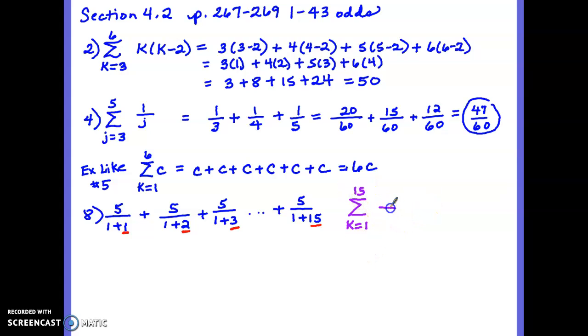Now, my function is going to look like this because the 5 and the 1 stay the same, but I'm going to have plus, and I've got to put the K here because, since I decided to use K, it's the one that we're plugging the numbers into. So all it asks you to do, it didn't say find the sum, it just said write the notation. So for number 8, that's all you would write.